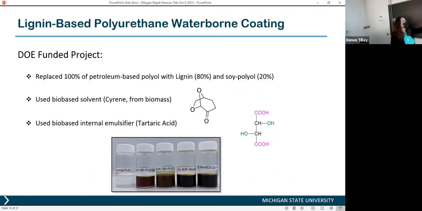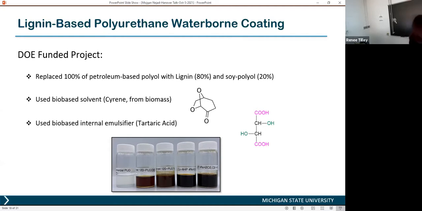The other project that we worked on and recently filed for patents is what was funded by DOE. The goal was to make polyurethane waterborne coatings. This is the first time that any formulation with lignin is used for a water-based formulation. Usually it's solvent-based because lignin is not soluble in water. Most lignins are not soluble in water. Lignin sulfonate is, but it's not suitable for this application.